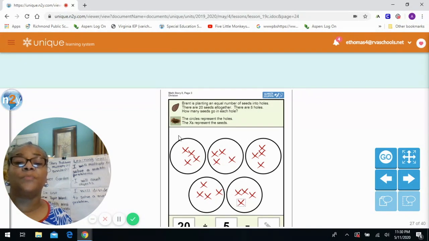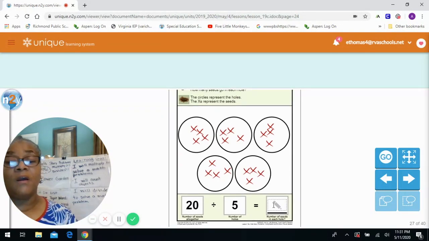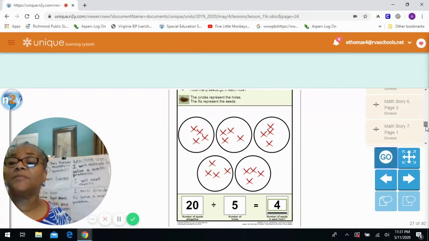So how many seeds do we put in each hole? 1, 2, 3, 4. Okay, so we have 1, 2, 3, 4, 1, 2, 3, 4, 1, 2, 3, 4, 1, 2, 3, 4. 5 times. So 5 times 4 equals, well, we're doing division, so 20 seeds divided by 5 holes is what? 4. Very good. All right, let's keep going.